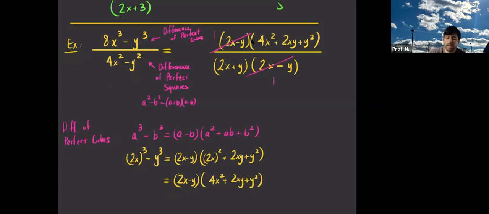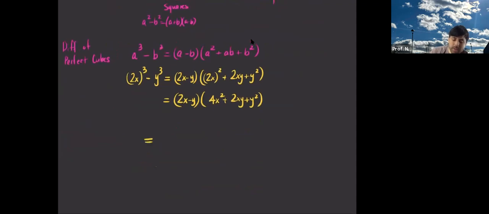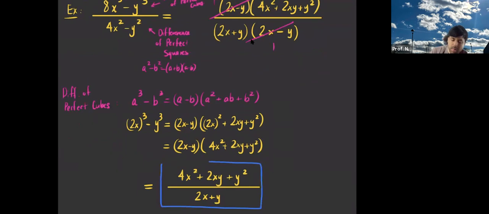Left with the ones. And then the result here is that in the numerator, I get 4x squared plus 2xy plus y squared. And I divide this by 2x plus y. And that's my final answer.